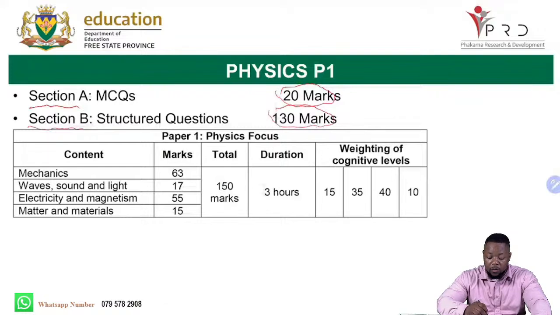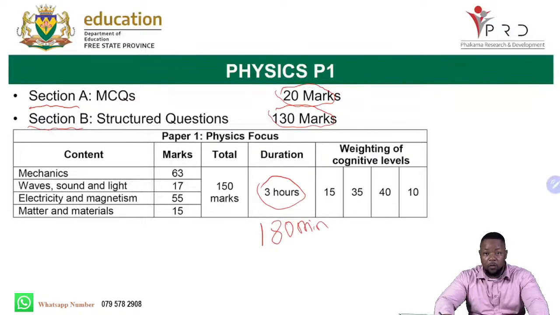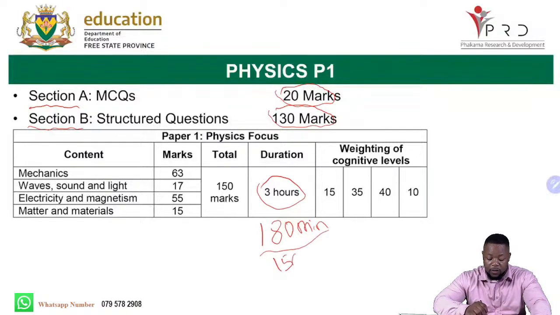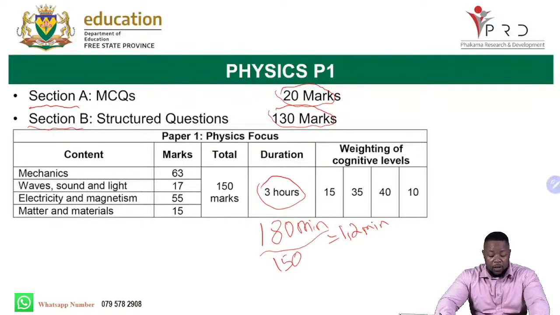The duration of your examination is going to be 3 hours, which is equivalent to 180 minutes. Now, if you work out the 180 minutes with the 150 marks in total, you will note that each mark is allocated only 1.2 minutes to work on. Now, let's look at the content that will be covered in the exam you are going to write tomorrow.